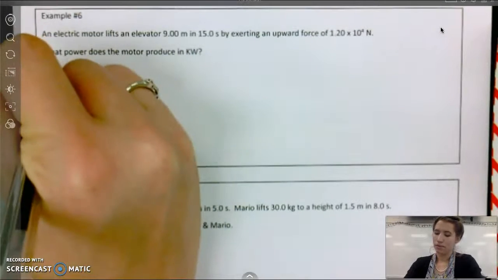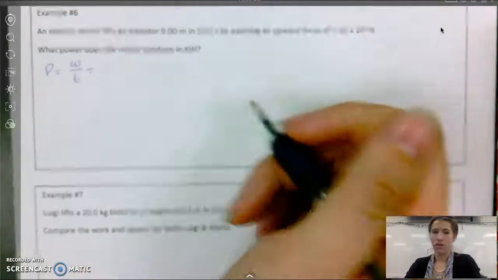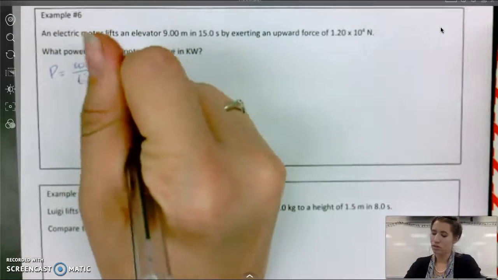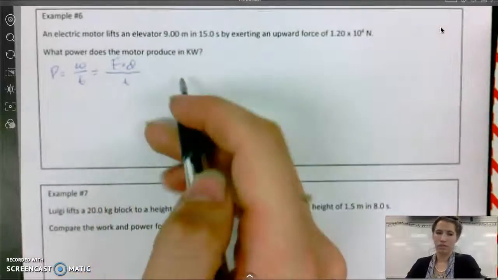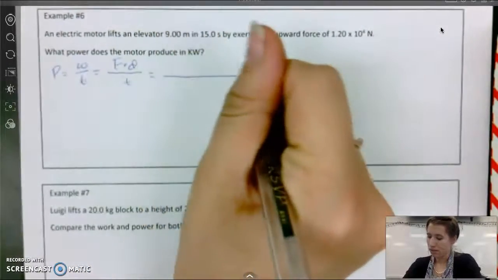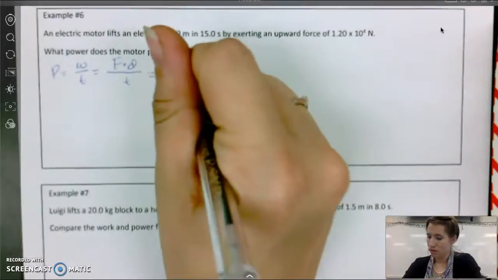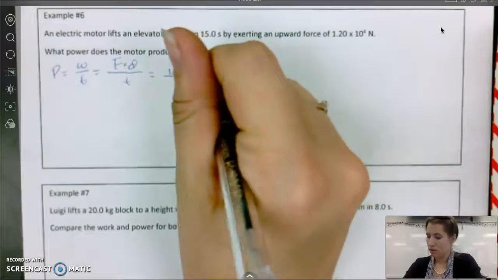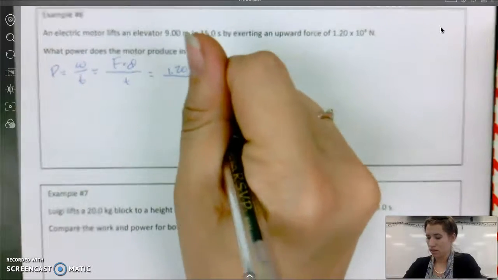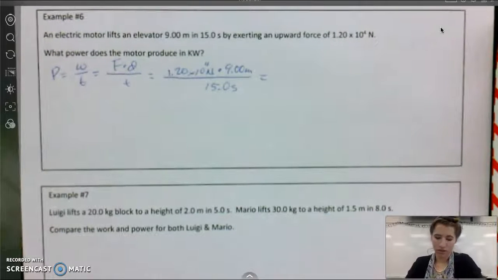So, power is work over time, and work is force multiplied by displacement. And we have all that info. We have 1.20 times 10 to the 4 newtons as our force. This happens over 9 meters, and it's done in 15 seconds. Okay, run those numbers.